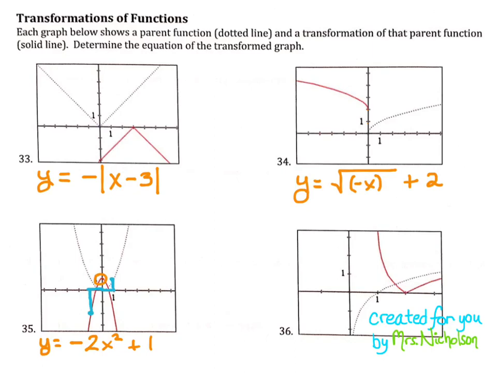Finally, our last graph here is the parent graph is the natural log function, and we've got a horizontal translation of 1 unit. And notice that the transformed graph, no part of that graph is negative anymore.